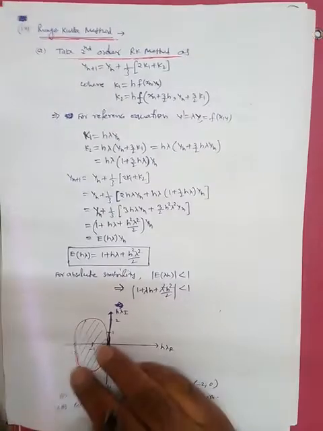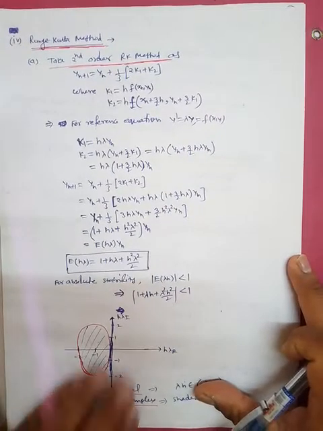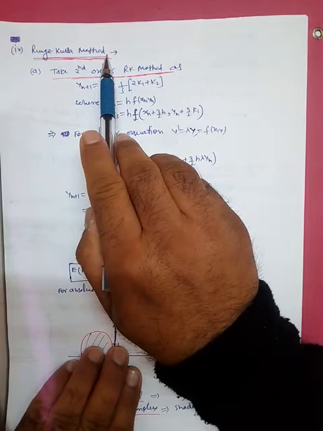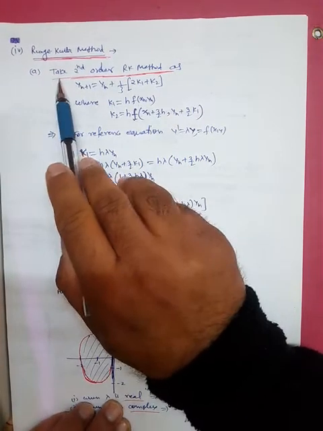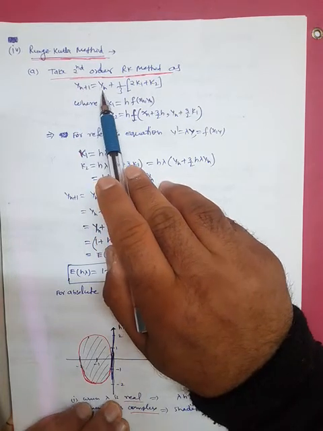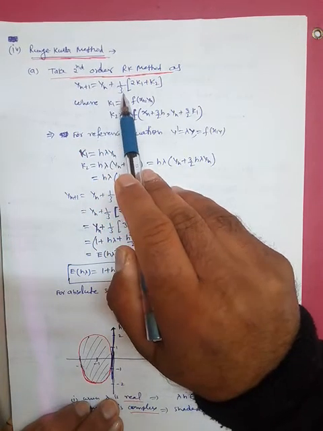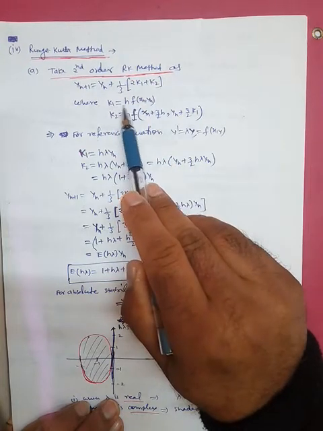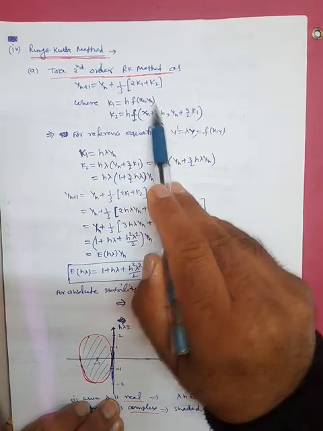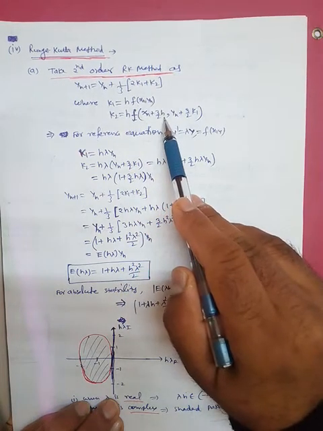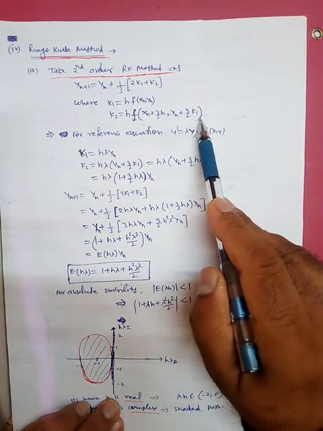Okay, now we will take the Runge-Kutta method, fourth method. First take the second order Runge-Kutta method. So the method will be y_{n+1} is equal to y_n plus 1 by 3 (2k1 plus k2). What is k1? k1 is equal to h f(x_n, y_n). Similarly, k2 is h f(x_n plus 3 by 2 h, y_n plus 3 by 2 k1).